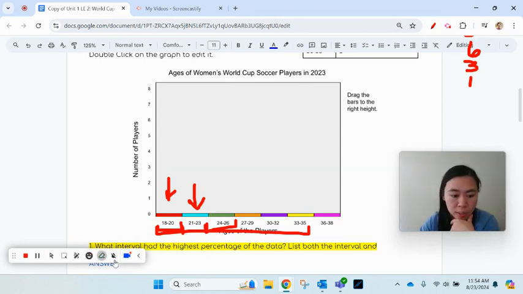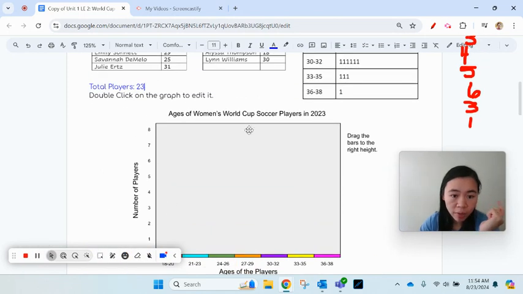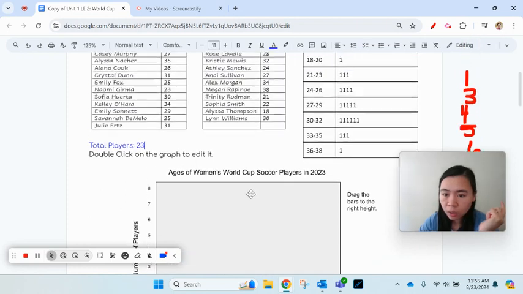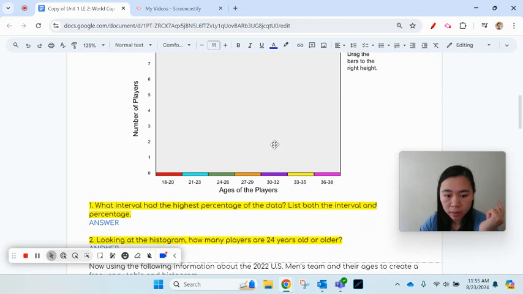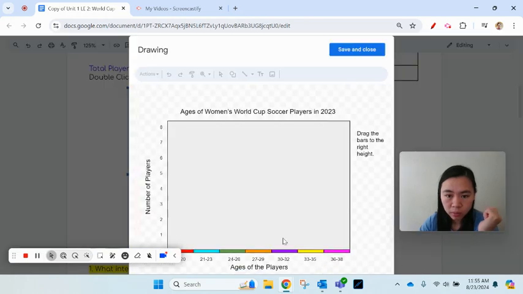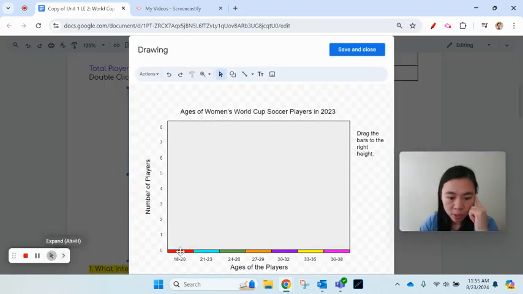Okay, so now let's put our frequency table information into this histogram, so that we can see what our data looks like. Okay, this says to double click on the graph to edit it. So you're going to double click here. So my first bar is only going to be one high. So double click like this. Oh, like that. Okay, cool. And then we're going to drag this first bar. We only had one player between ages 18 and 20. Okay. Hit save and close.